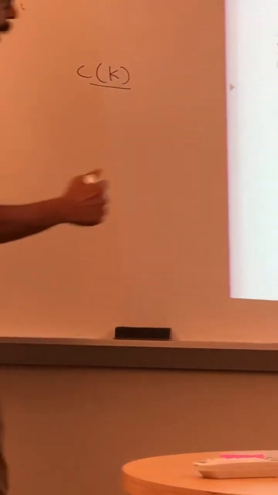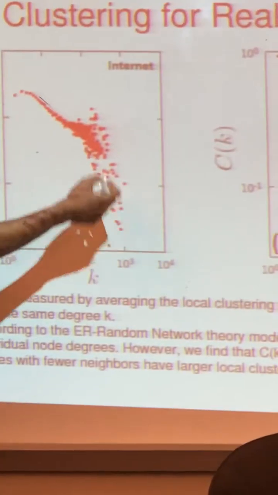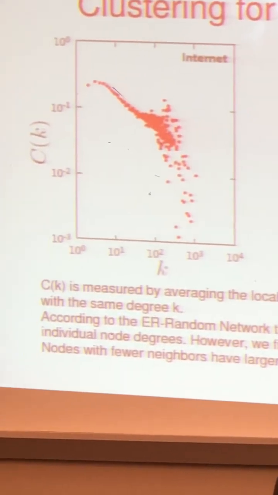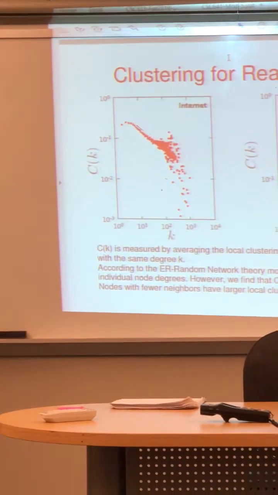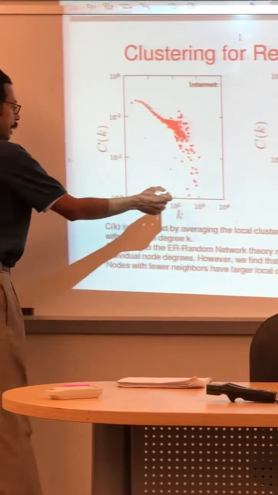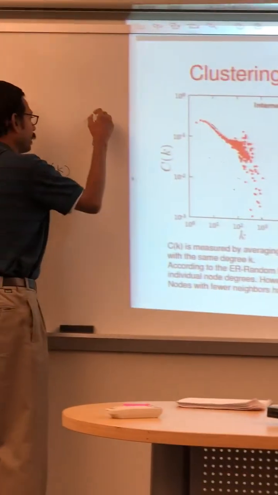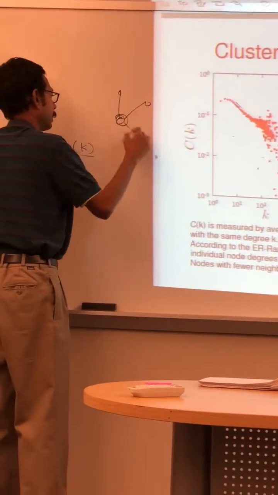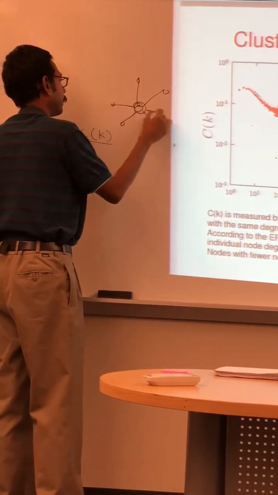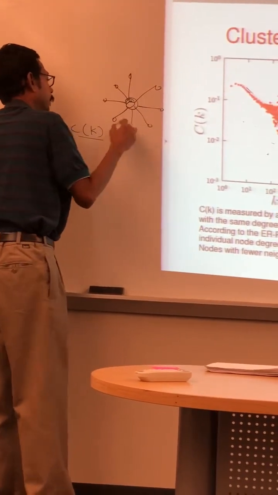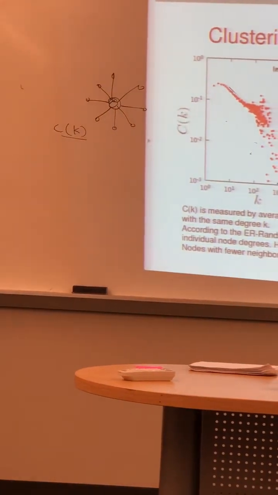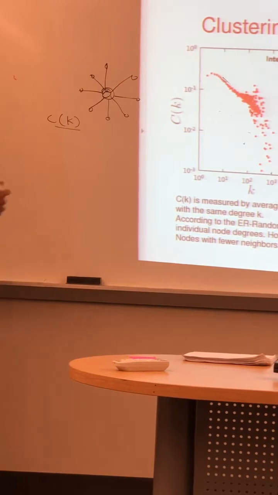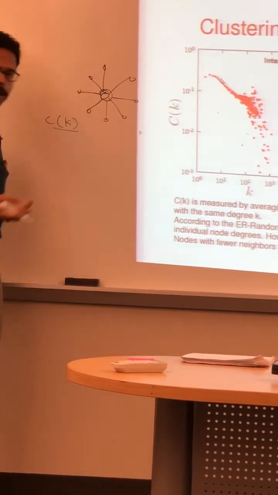So C of k is the average clustering coefficient of nodes with degree k. And if you plot the k versus C of k values for some real world networks, you get to see this inverse relationship. That is basically as expected, because if a node you're looking at has a larger degree, you cannot expect all its neighbors to be connected to each other. So if you determine the clustering coefficient, it's going to be a low value.